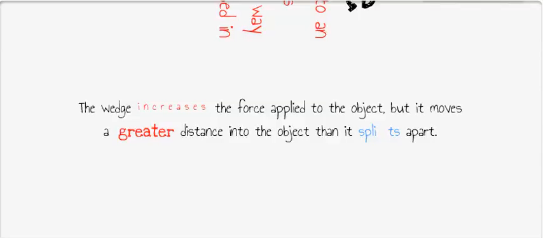Anyways, this wraps it up about inclined planes and wedges. Thanks for listening.